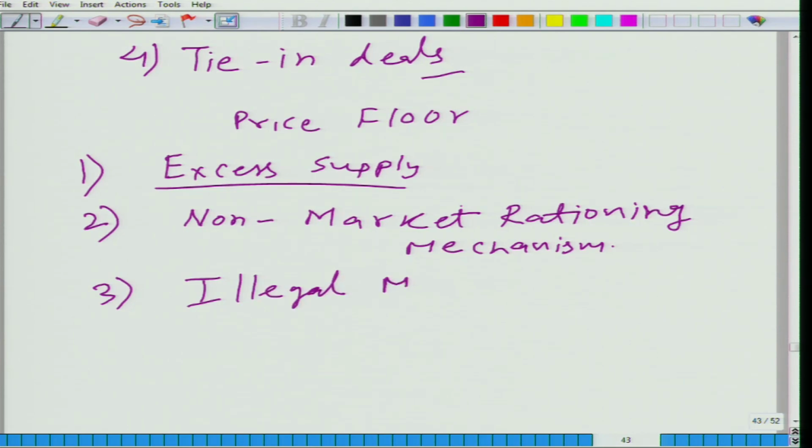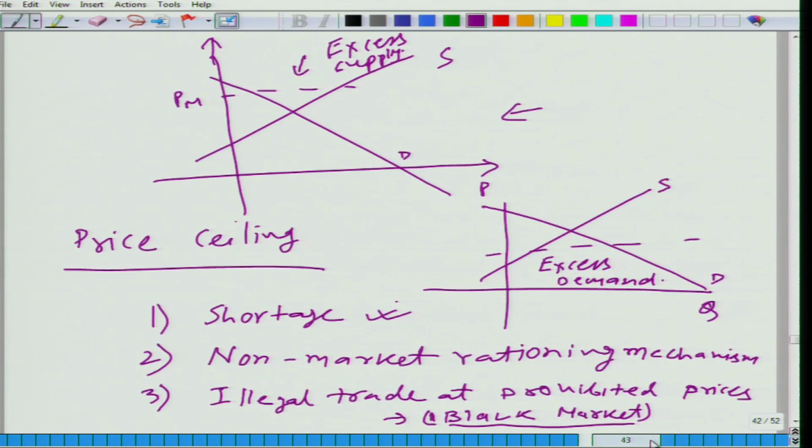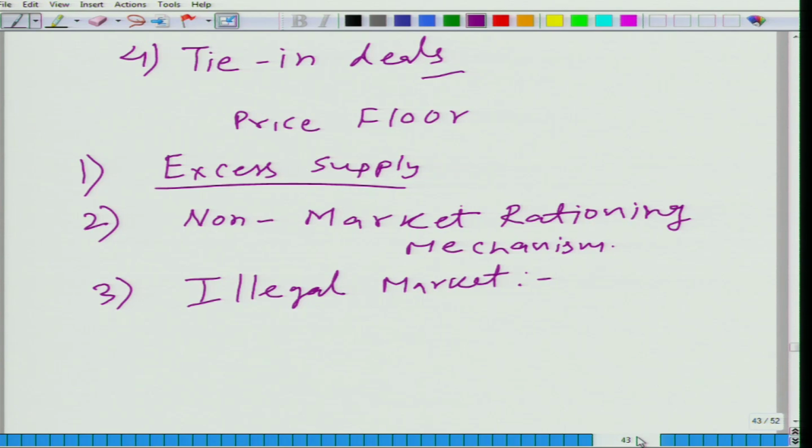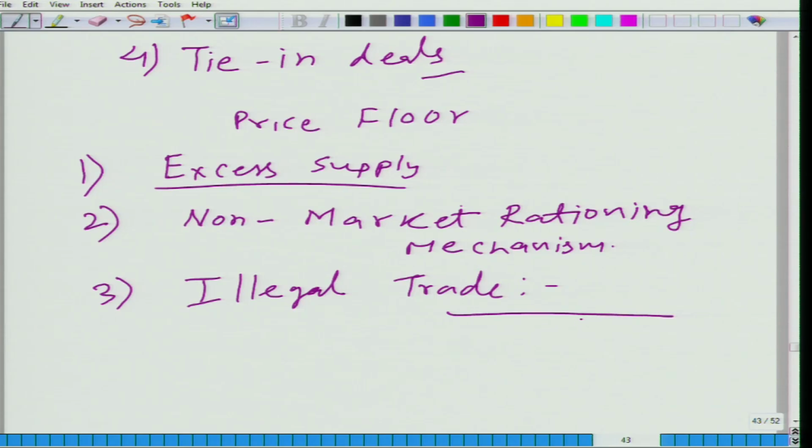Illegal market. You will have to pay bribe. Illegal trade, instead of writing illegal market, write illegal trade. To offload your wheat at government units, you will have to pay bribe to the government officials. So, all these things happen whenever we have price control.